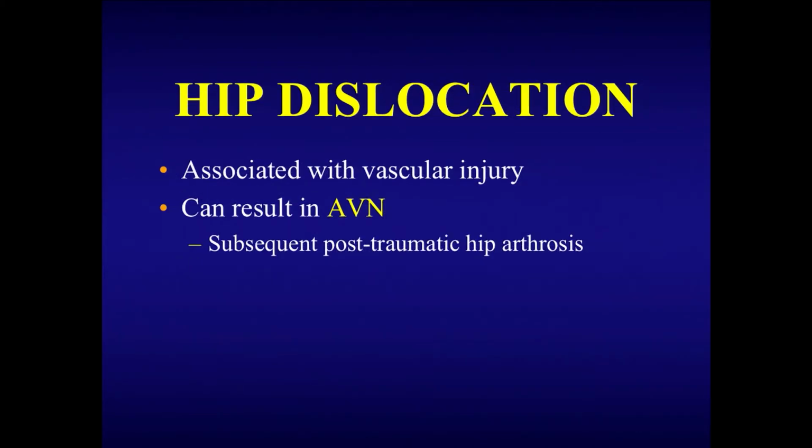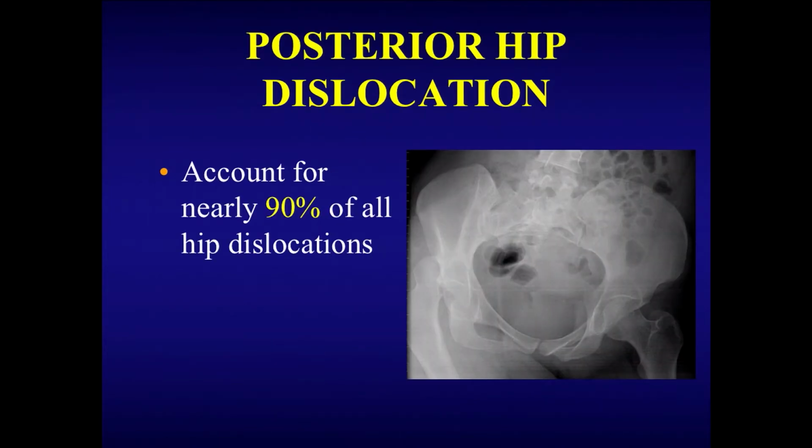Back to hip dislocation, though. It's a vascular insult potentially. It can result in AVN and subsequent post-traumatic hip arthritis. Hip dislocations are typically posterior. 90% of dislocations go out the back. Typically a dashboard injury, a head-on collision. Up comes the dashboard, takes the hip straight back. They're in a seated position with the hip at 90 degrees, and out it goes. That's typically what we're going to see.